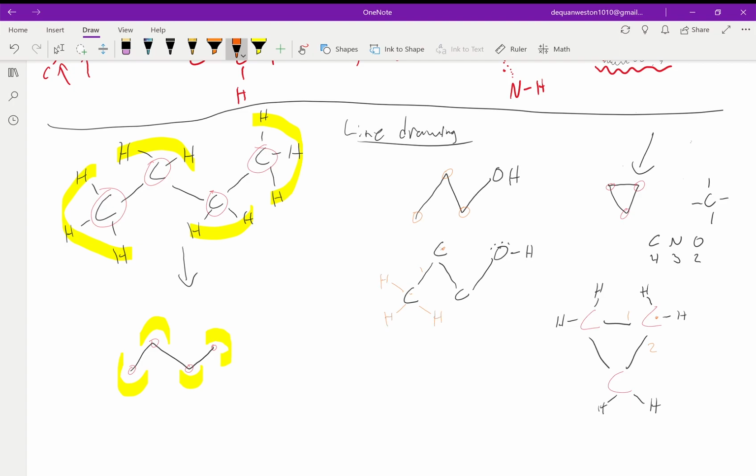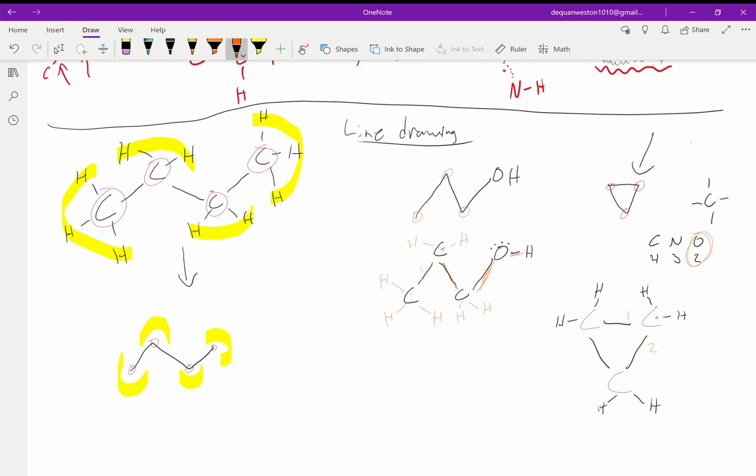This carbon right here is hooked to 2, 1, 2, so that means it must have 2 hydrogens. This carbon is hooked to 1, 2 things, so it must have 2 hydrogens. This oxygen, we said oxygen needs 2, is hooked to 1, 2, so it's satisfied. We don't need to add anything to that.